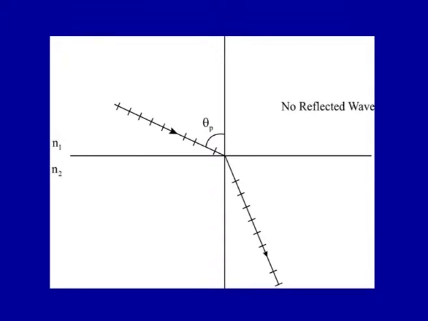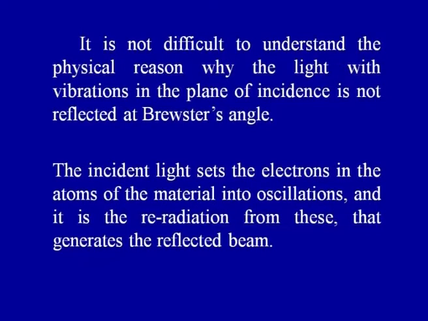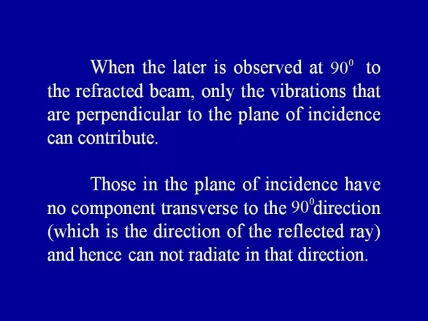It is not difficult to understand the physical reason why the light with vibrations in the plane of incidence is not reflected at Brewster's angle. The incident light sets the electrons in the atoms of the material into oscillations, and it is the re-radiation from these electrons that generates the reflected beam. When the latter is observed at 90 degrees to the refracted beam, only the vibrations that are perpendicular to the plane of incidence can contribute. Those in the plane of incidence have no component transverse to the 90 degree direction, which is the direction of the reflected ray, and hence cannot radiate in that direction, and there is no reflected ray.